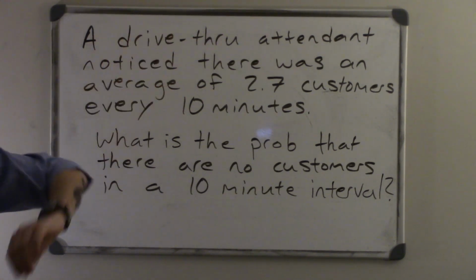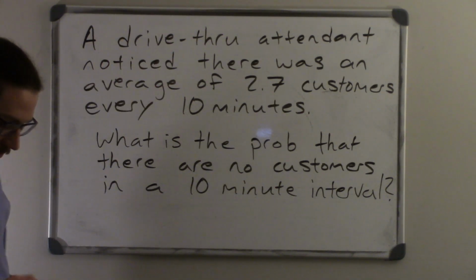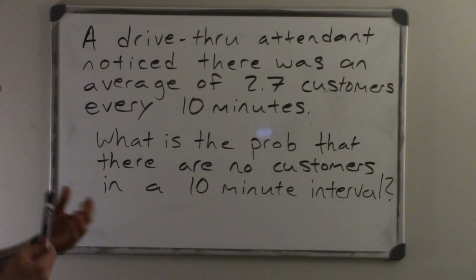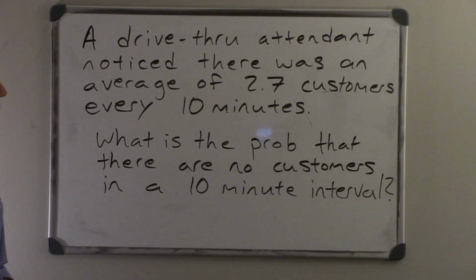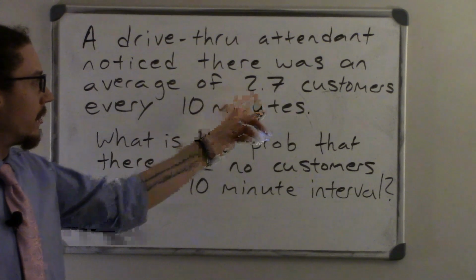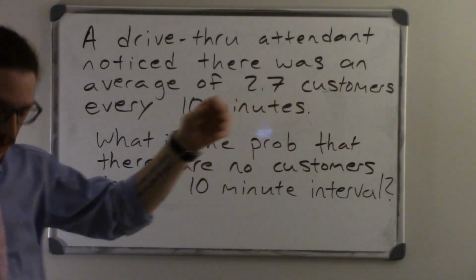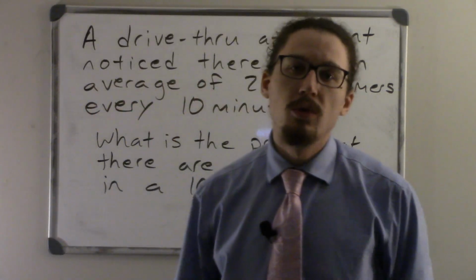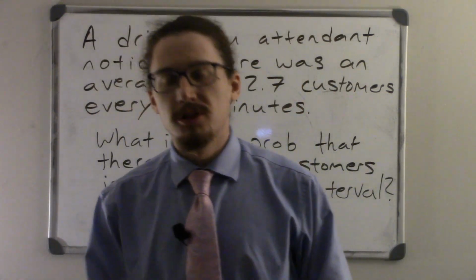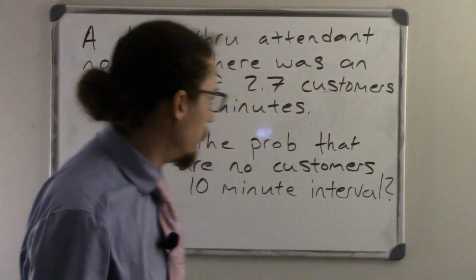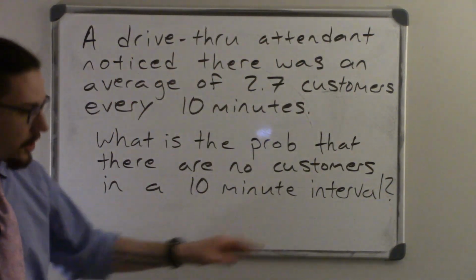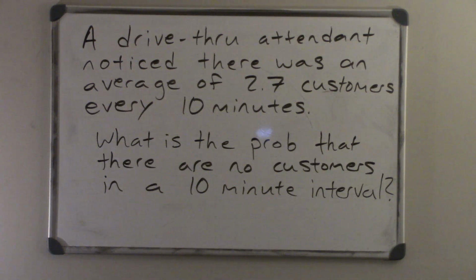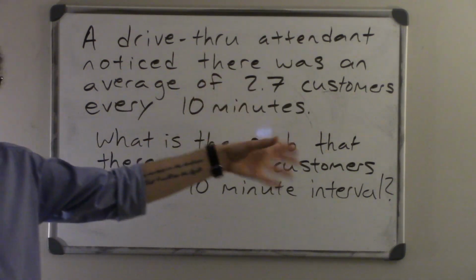All right, so that's kind of the starting information, and then also our question. Looking at this, there's a couple of things we might notice. One is that we've got an average of 2.7 customers. That's pointing us to what lambda is, and also telling us what our successes are. And then the actual question probably clears that up even more.